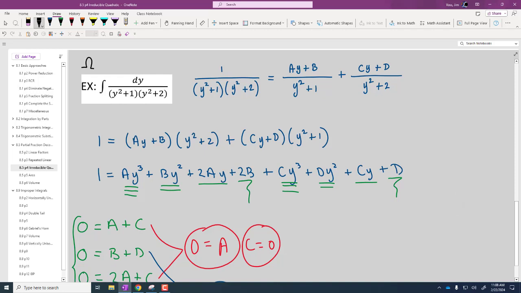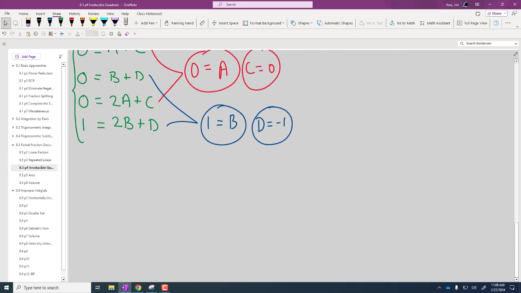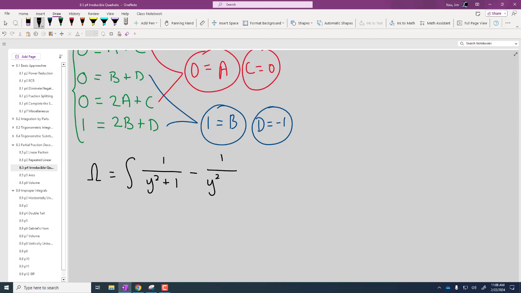All right, so let's call that omega. And then let's go ahead and set up our new integral. So omega will be equal to the integral. The first one was ay plus b, so we just have b over y squared plus 1, and then plus -1 over y squared plus 2, dy.